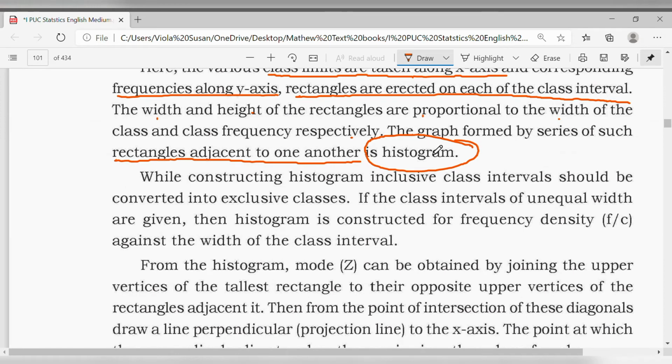Now, there are some rules, some conditions here, students. There are some conditions for drawing this histogram. What are the conditions?